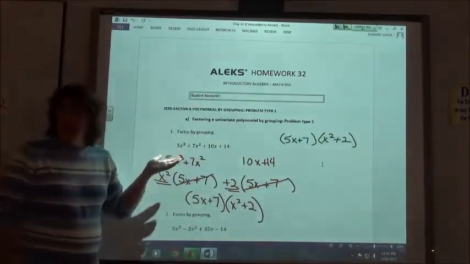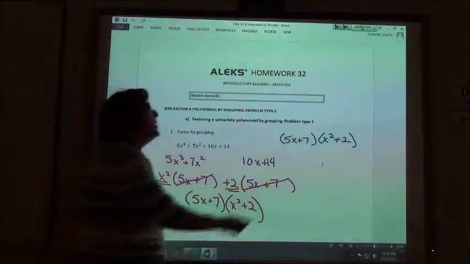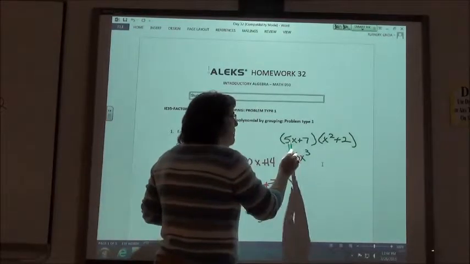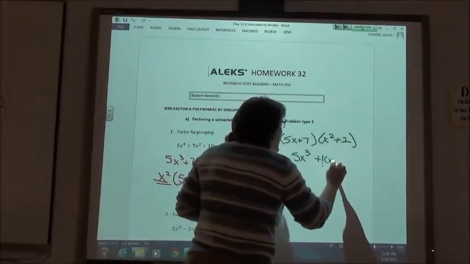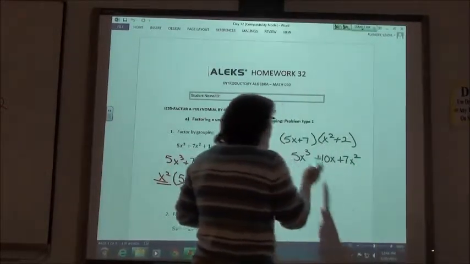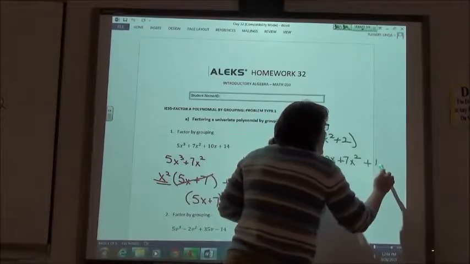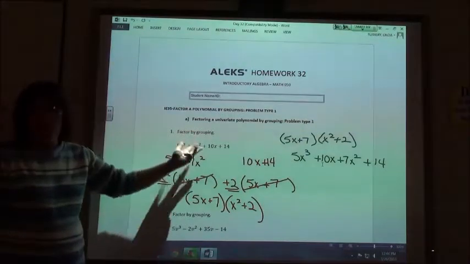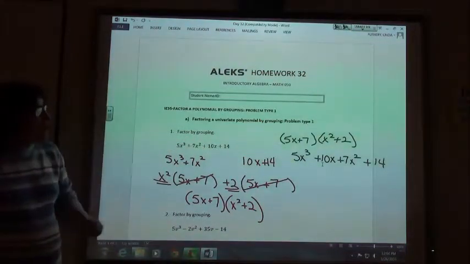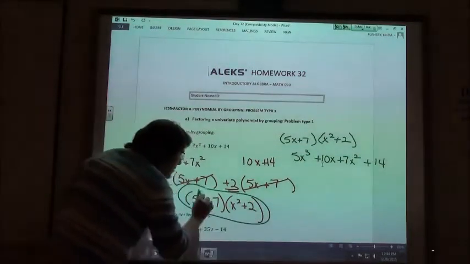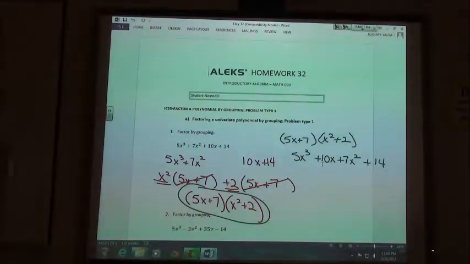all we do is FOIL it out to see, do we get what we started with. So 5x times x squared is 5x to the third. 5x times 2 is a positive 10x. 7 times x squared is a positive 7x squared. 7 times 2 is 14. Now you should end up with the same four terms, not necessarily in the same order. We can see that two of them got switched around, but we got the same four terms, so we know, yep, I did it right. That's going to be my answer. So the nice thing about factoring is you can always multiply it back out to see, did I do it right?